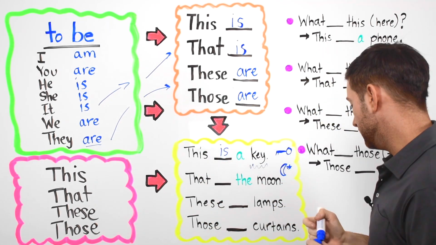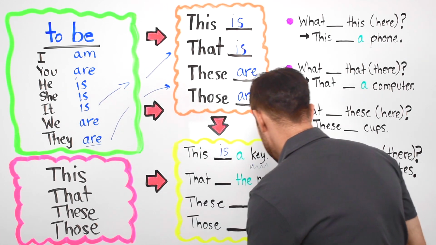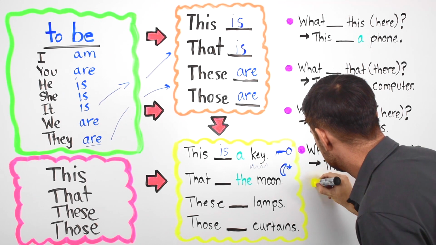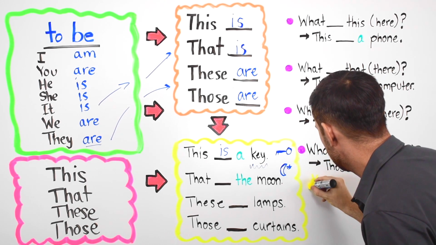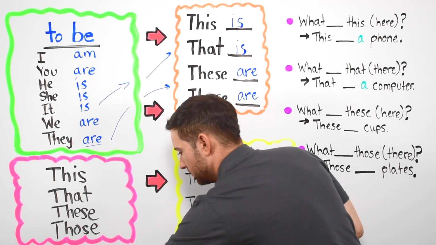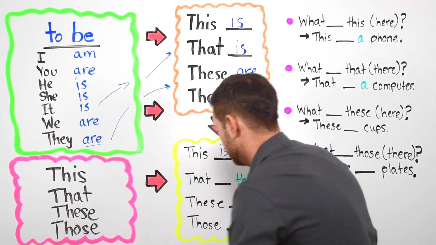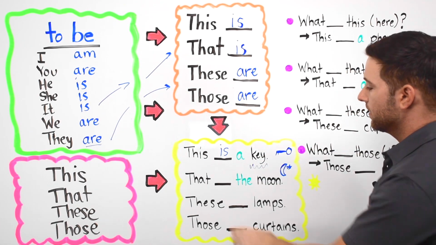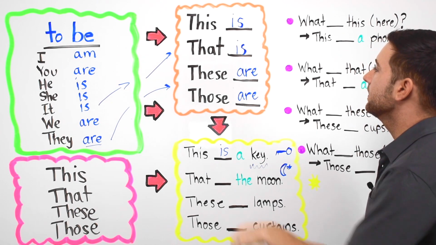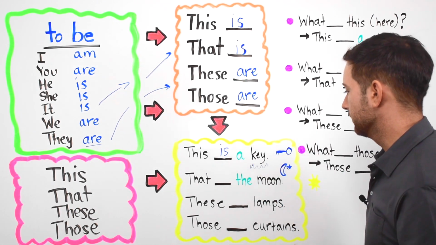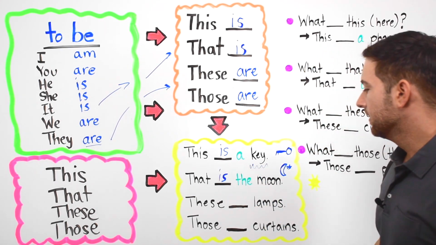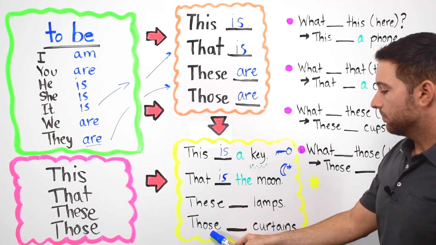What's the opposite of the moon? The opposite of the moon is, I'll put it in yellow, the sun. Okay, so the sun is the opposite of the moon. You see the sun during the day and you see the moon typically at night. So we're going to use that blank the moon. That is the moon. Is, third person singular.